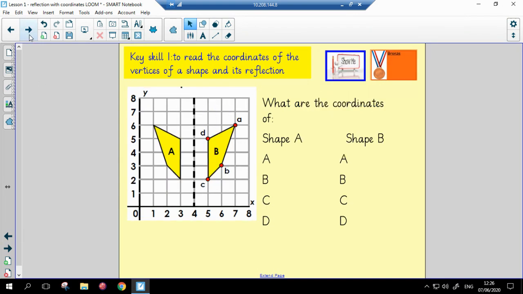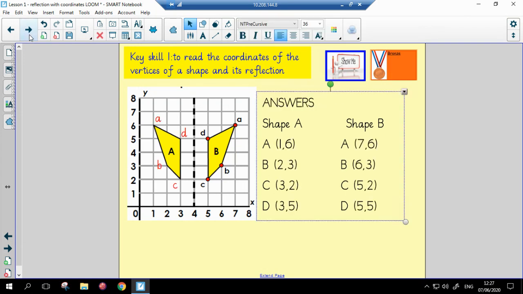And you can have a go at finding the coordinates of shape A for me that's been reflected. And you've got points A, B, C, and D. When you're ready, unpause the video, and I've got the answers on the next slide. And here you go. Here are the answers for you. Hope you got them all right.